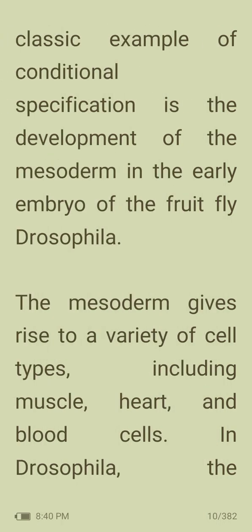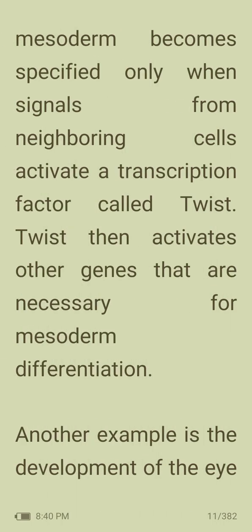A classic example of conditional specification is the development of mesoderm in the early embryo of the fruit fly Drosophila. The mesoderm gives rise to a variety of cell types, including muscle, heart, and blood cells. In Drosophila, the mesoderm becomes specialized and specified only when signals from neighboring cells activate a transcription factor called Twist. Twist then activates other genes that are necessary for mesoderm differentiation.